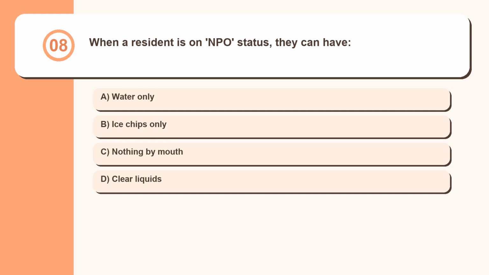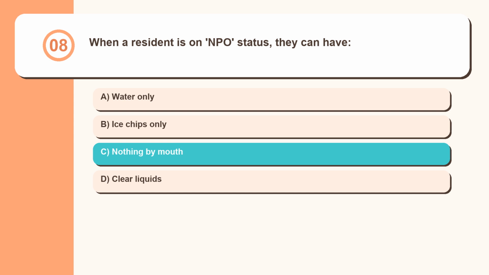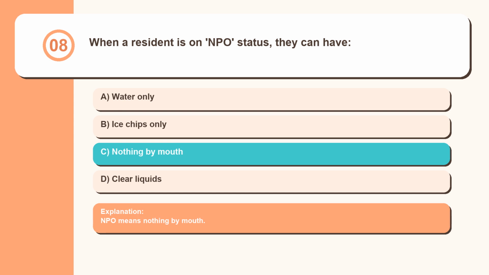Question 8. When a resident is on NPO status, they can have water only, ice chips only, nothing by mouth, clear liquids. NPO means nothing by mouth.